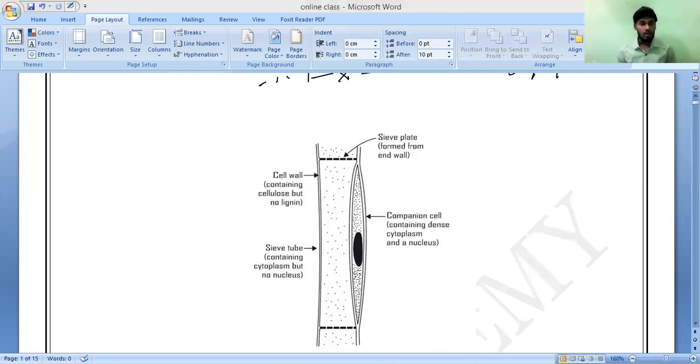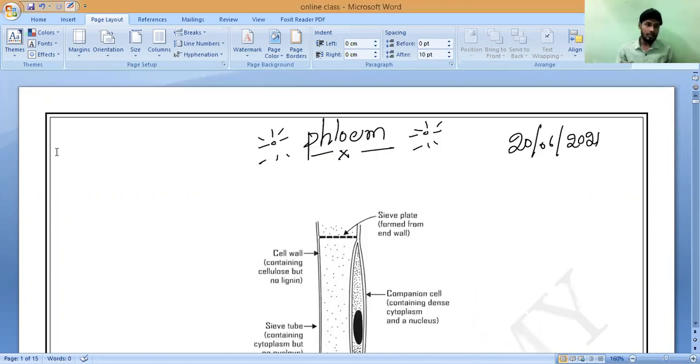Now, coming to phloem. Phloem is another type of tissue which helps in transporting food in the plant. The food which is produced in the leaves is transported with the help of phloem throughout the plant, to the upper regions as well as the lower regions. That is what we call phloem. So, what does phloem contain?